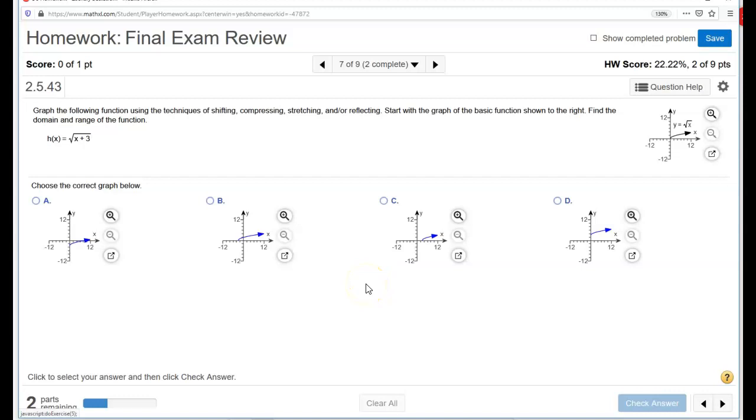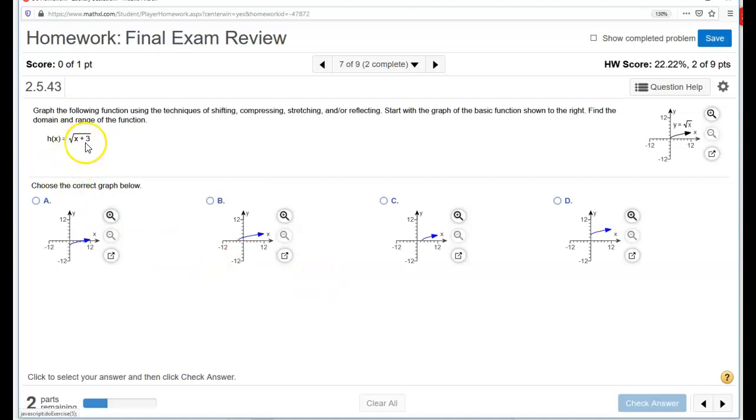All right, number 7 here. It says graph the following function using the techniques of shifting, compressing, stretching, and/or reflecting. Start with the graph of the basic function shown to the right. Find the domain and the range of the function. This is h of x is equal to the square root of x plus 3.